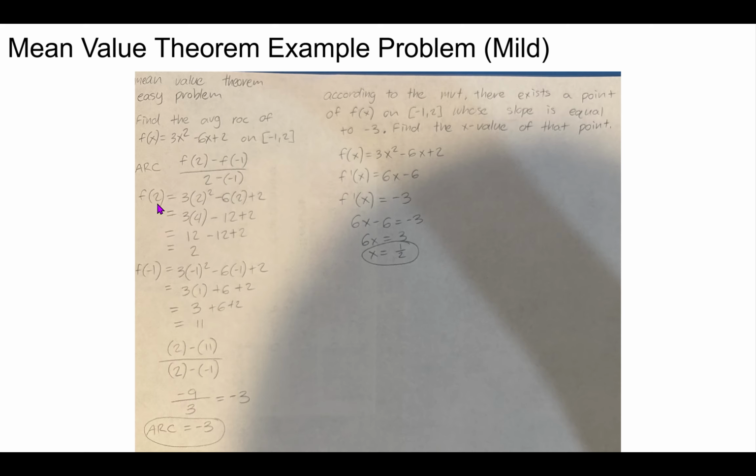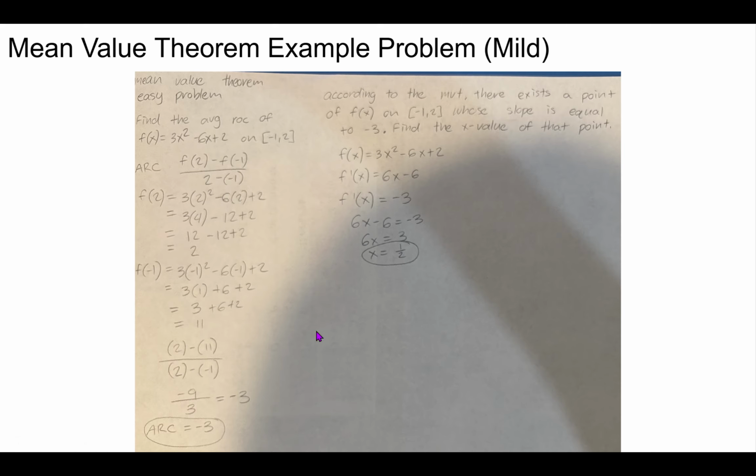We find that by plugging in 2 into f of x, we find that f of 2 is 2. By plugging in -1, we find that f of -1 is 11. So now that we have all of our points, we plug them in. So now we get 2 minus 11 divided by 2 minus -1, which is -9 over 3, or -3. So now we know that the average rate of change of f of x on the interval -1 to 2 is -3. So now for the second part of this problem.